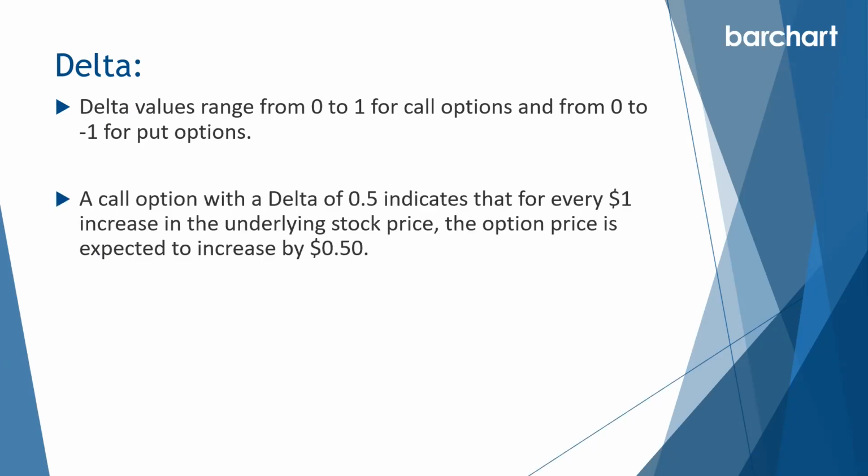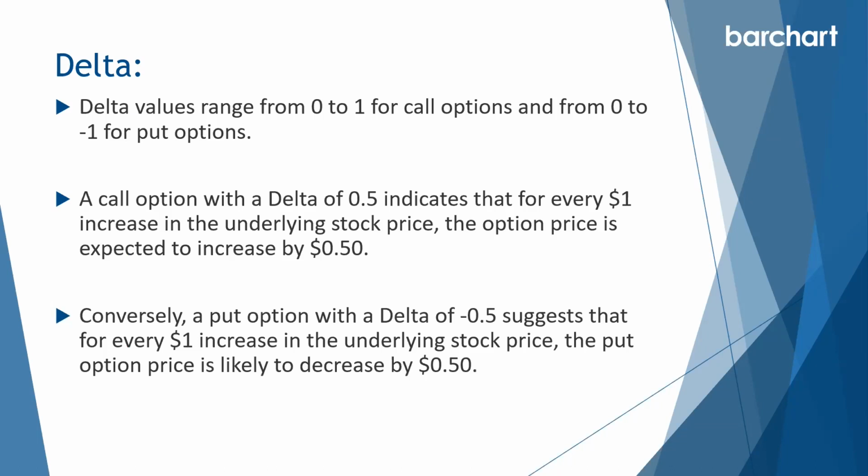A call option with a delta of 0.5 indicates that for every $1 increase in the underlying stock price, the option price is expected to increase by 50 cents. Conversely, a put option with a delta of -0.5 suggests that for every $1 increase in the underlying stock price, the put option price is likely to decrease by 50 cents.